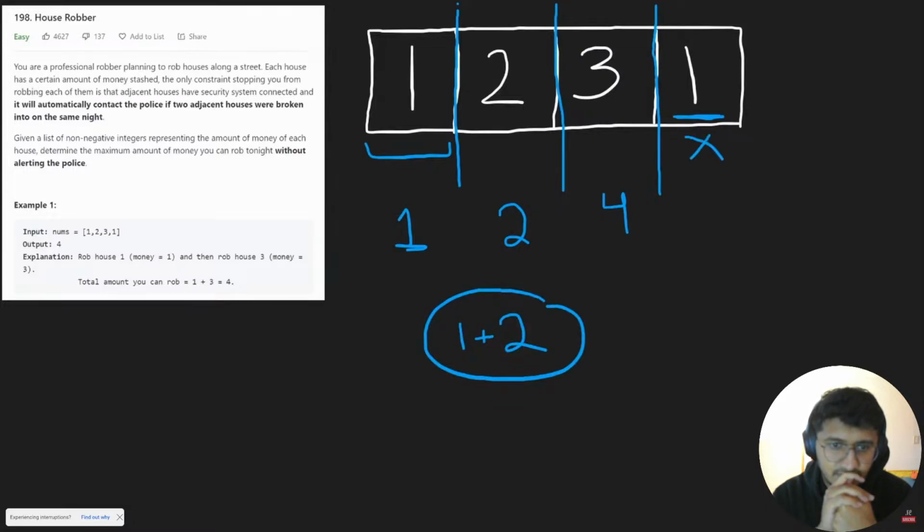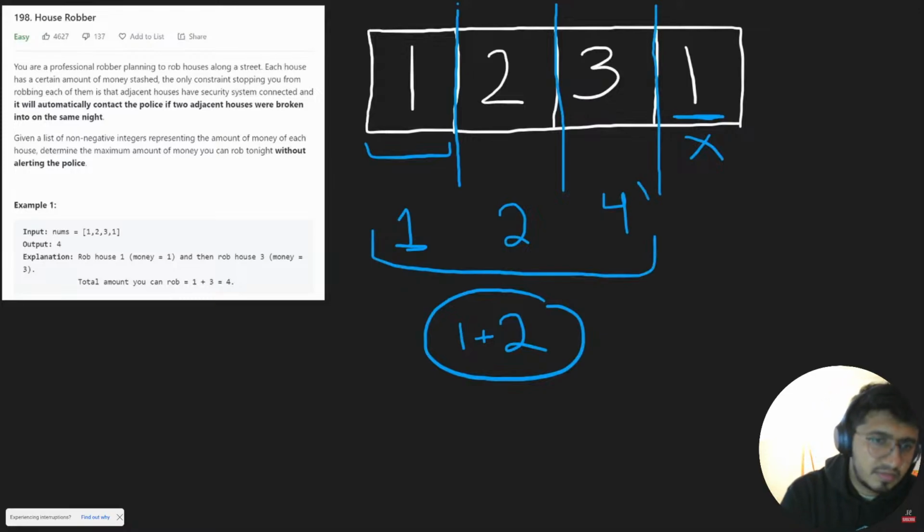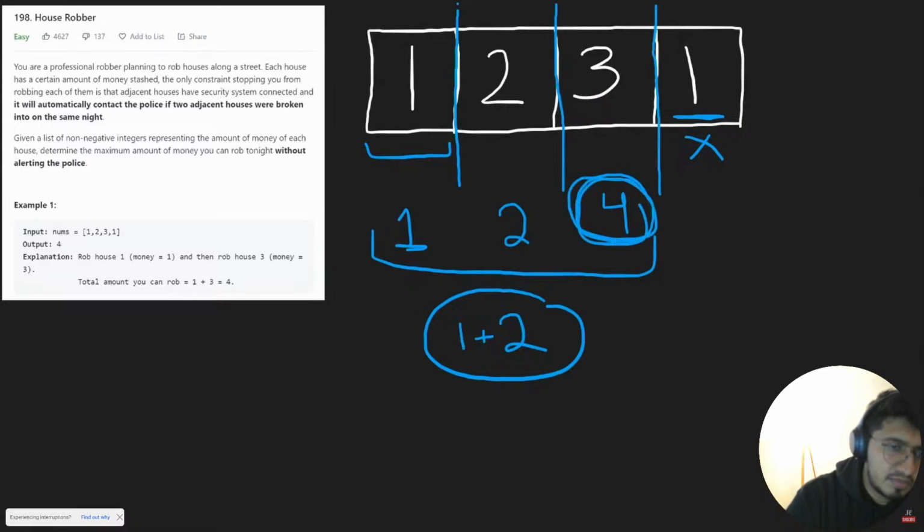Or we can decide to not even rob house 1. We can just get the max of the entire first 3 elements, not including this one. In that case, we have what we would get from the first three elements right here. We already computed it. It's 4. So our choices are 1 plus 2 or 4. Obviously, 4 is greater, so I'm going to choose 4. That means we put a 4 right here.